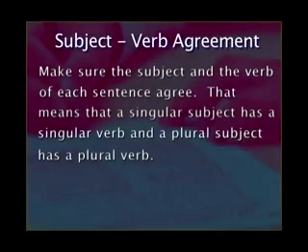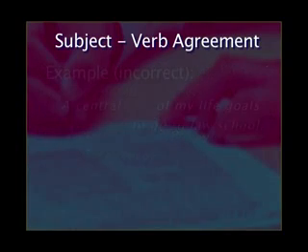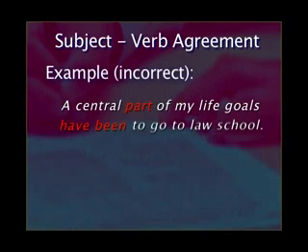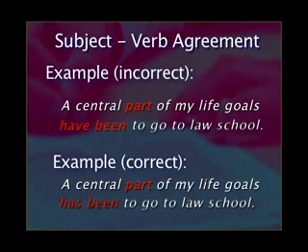A similar verb problem occurs with subject-verb agreement. You need to make sure that the subject and the verb of each sentence agree. Sometimes when other words appear between the subject and the verb, you may mistake the noun closest to the verb for the verb's real subject. You can see in the first example that the writer chose a verb to agree with goals, but the actual subject of that sentence is part, not goals. We fix the sentence by changing the verb to its singular form so it agrees with the subject.